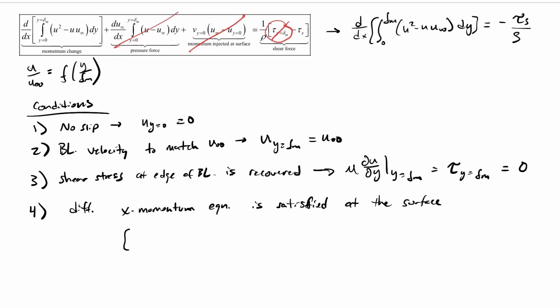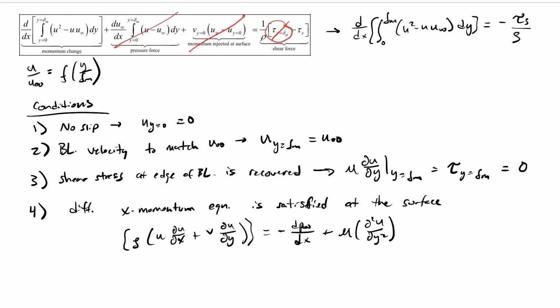So that gives us this equation: rho times u du dx plus v du dy is equal to minus dp infinity dx plus mu times d squared u dy squared. I should do this in red so it's clear. So this whole equation has to be evaluated and be true at y equals 0.